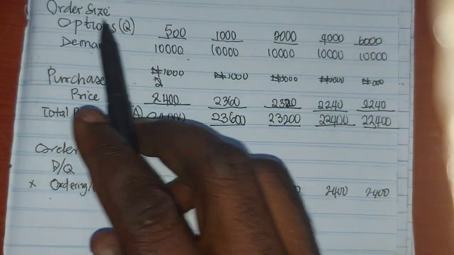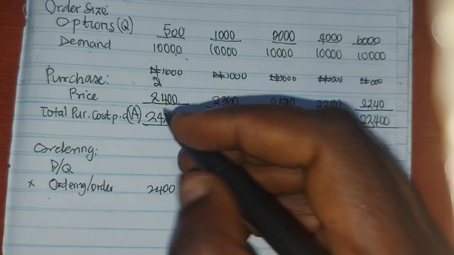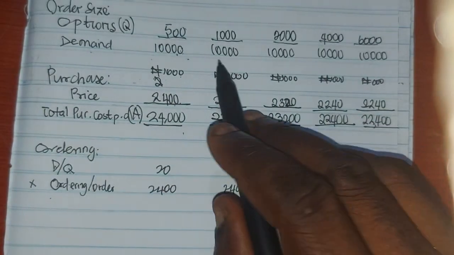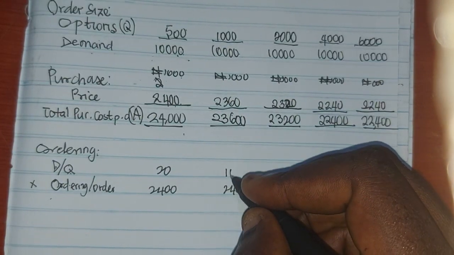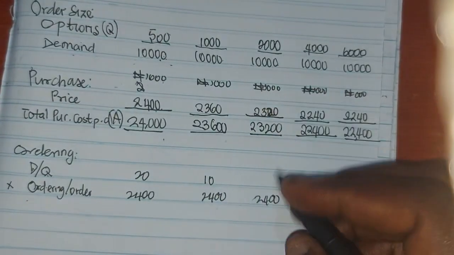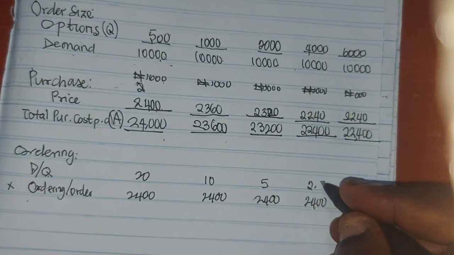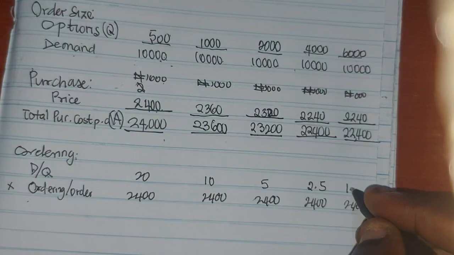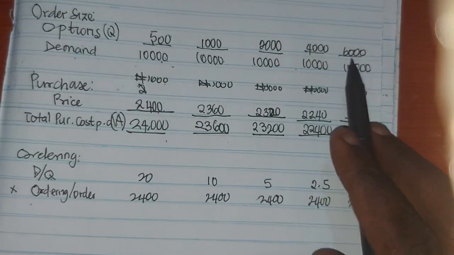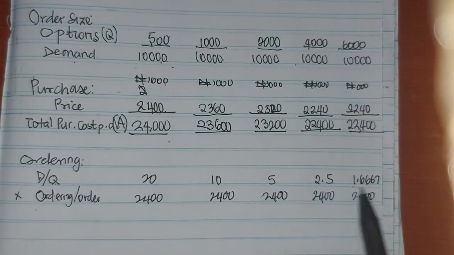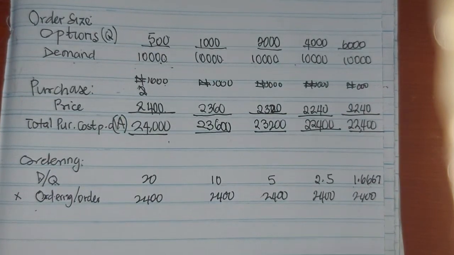So with the order size of 500, you say 10,000 divided by 500, and that is 20. 1,000, 10,000 divided by 1,000, that is 10. 10,000 divided by 2,000, that's 5. 10,000 divided by 4,000, and that gives 2.5, and this gives 1.6667. Okay, 10,000 divided by 6,000. All right. So that you get the accurate figure, make use of 4 decimal places.